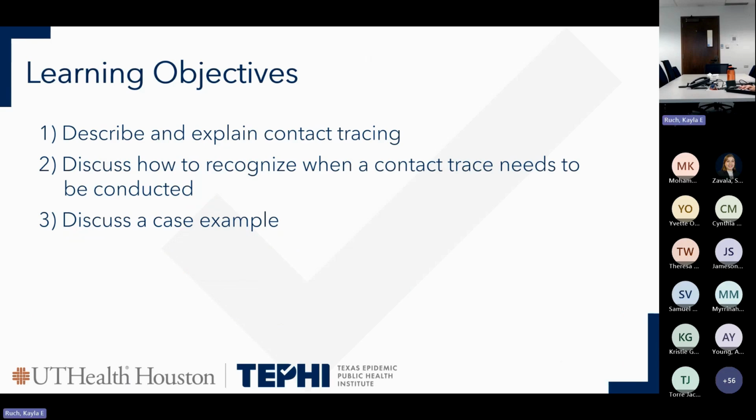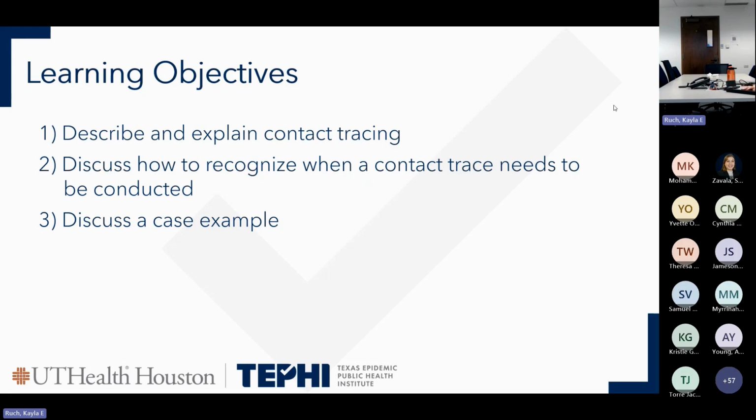Today's learning objectives for this specific module will be to describe and explain what contact tracing is, discuss how to recognize when a contact trace needs to be conducted, and then discuss a case example.